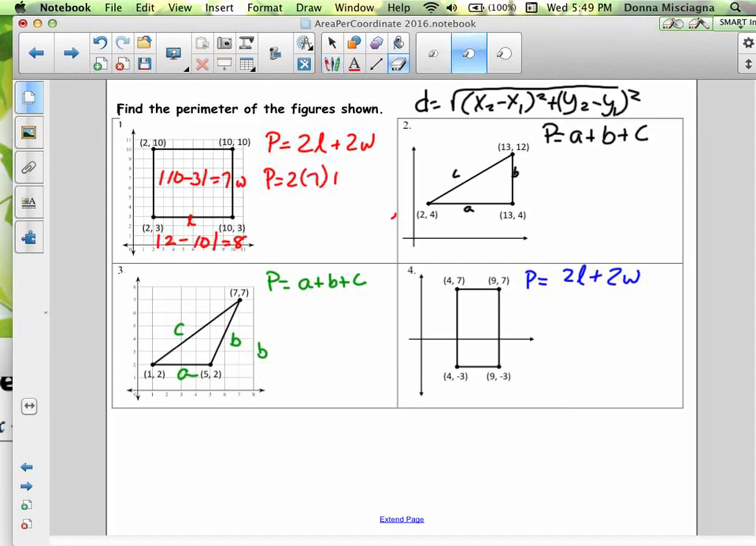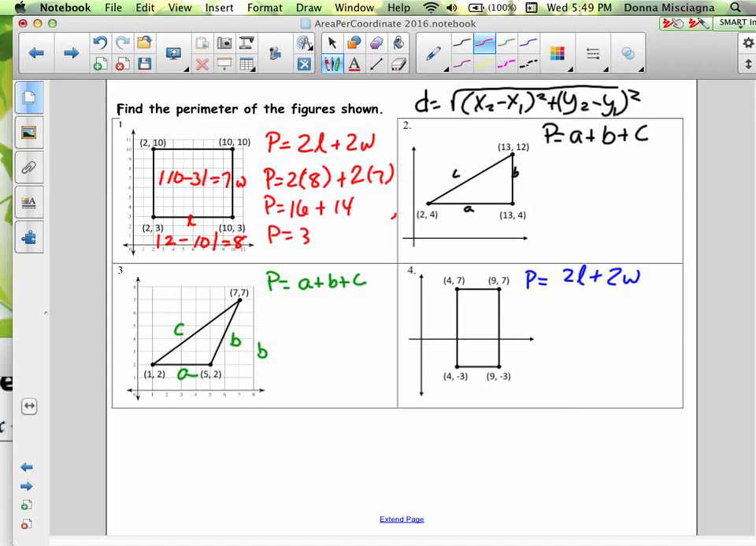I'll just be consistent with how I have it written on the board here. Not that it changes the value at all. But since I put L, 8 next to L, 2 times 8 plus 2 times 7, that means our perimeter is 16 plus 14, which is 30 units. All right, let's look at the next one.